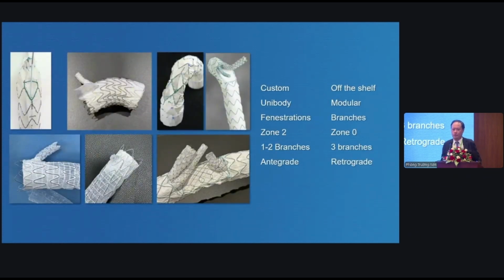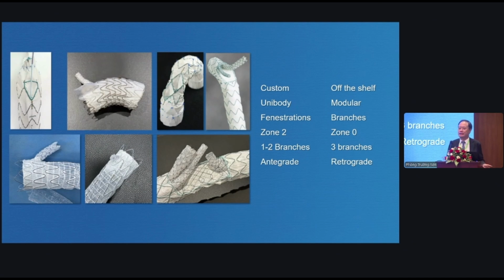In Hong Kong, we have a unique position. We are fortunate enough that we have a wide access to a number of devices, whether this is custom-made or whether this is off the shelf. We have experienced the use of many different devices, including fenestration and branches, landing in different zones, antegrade, retrograde branches. And having tried quite a number of them, I come to believe that we are slowly moving into a direction of how to treat aortic diseases.